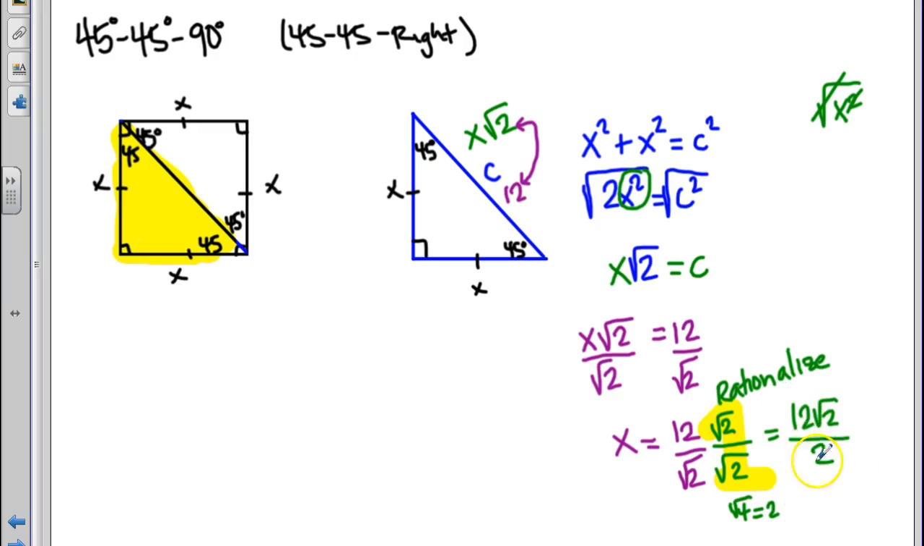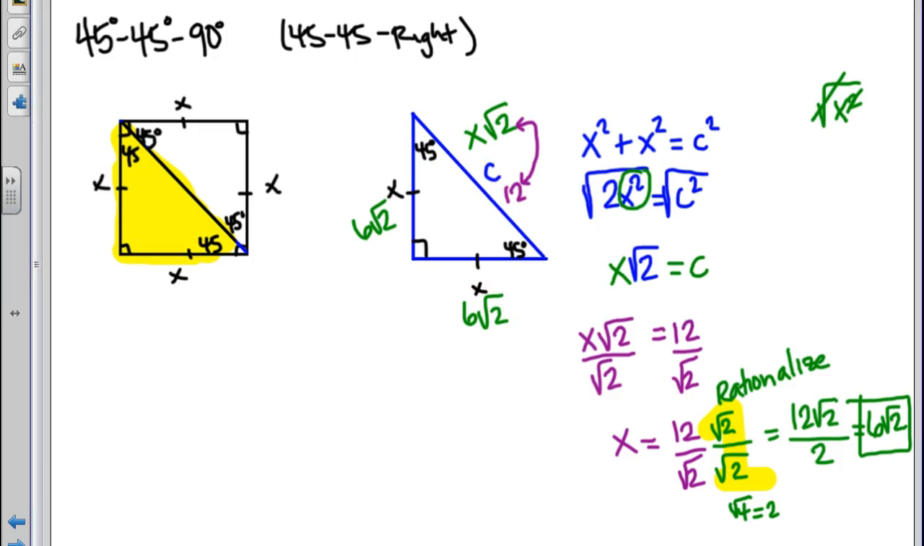And now I can reduce these guys. You can't reduce here. This is locked underneath. Remember, can't go out, no date night. So it has to stay home. Sorry. But we can reduce here. So 6 times the square root of 2 is my final answer. So the legs here would be 6 square roots of 2, 6 square roots of 2, and 12.